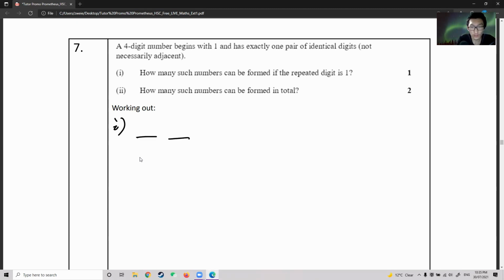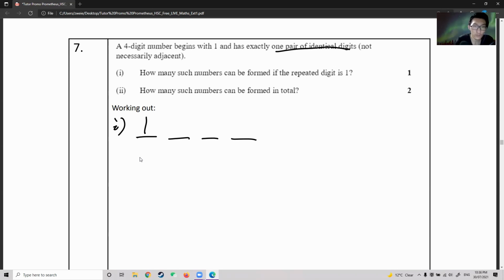Let's draw out what we have. 4 slots, we need 4 digits, and we know that it begins with 1, and has exactly one pair of identical digits. We're assuming that it's, say, 1, 1. That's it. There's no triple ones, because it won't be a pair.